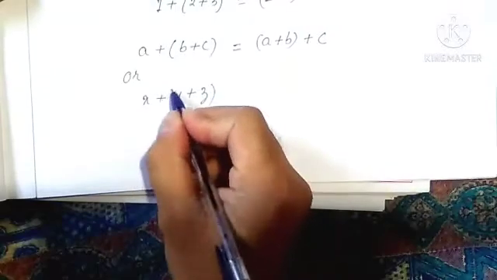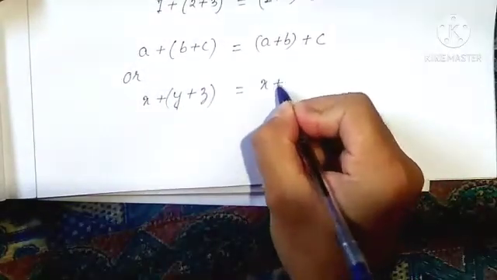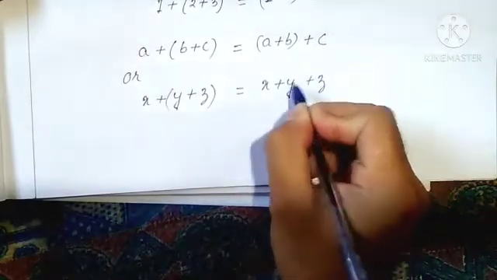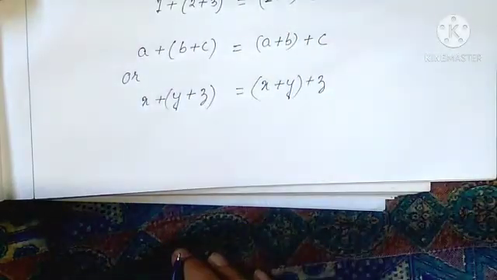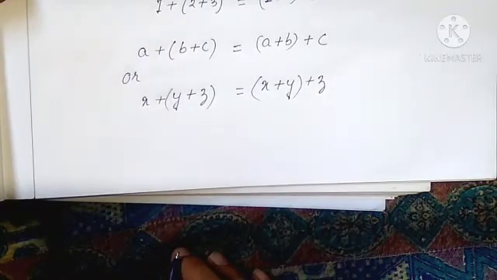And let us group y and z first. And this value will be equal to x plus y plus z with the grouping of x plus y first. Understood? You can take any variable.